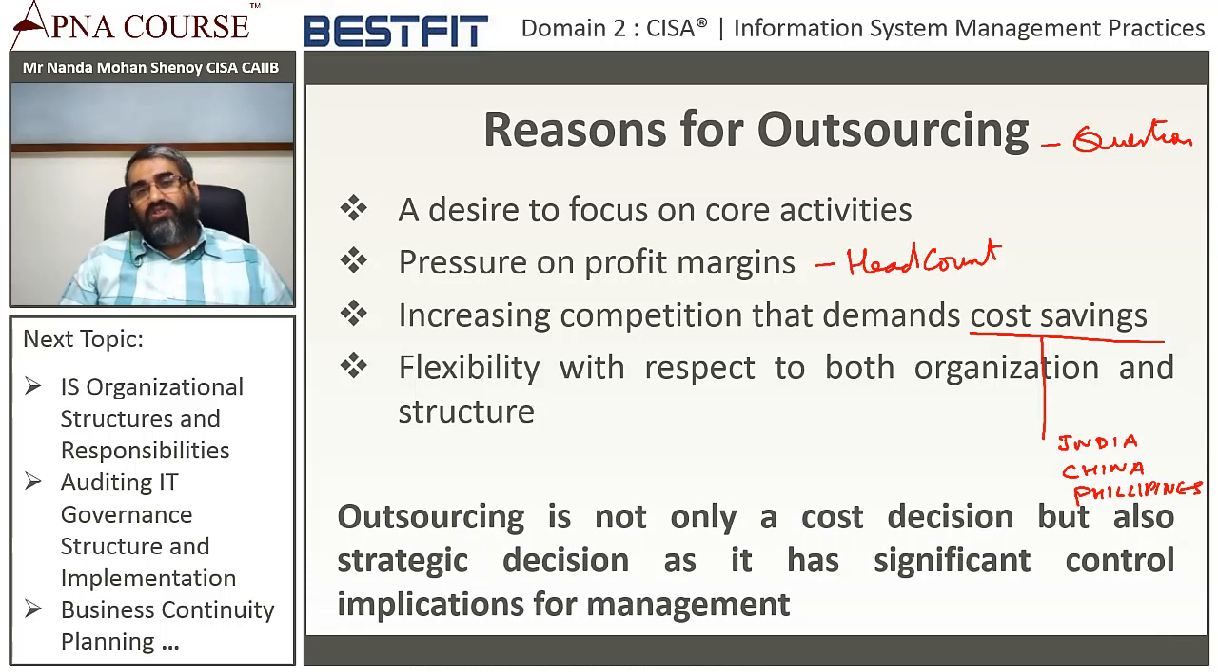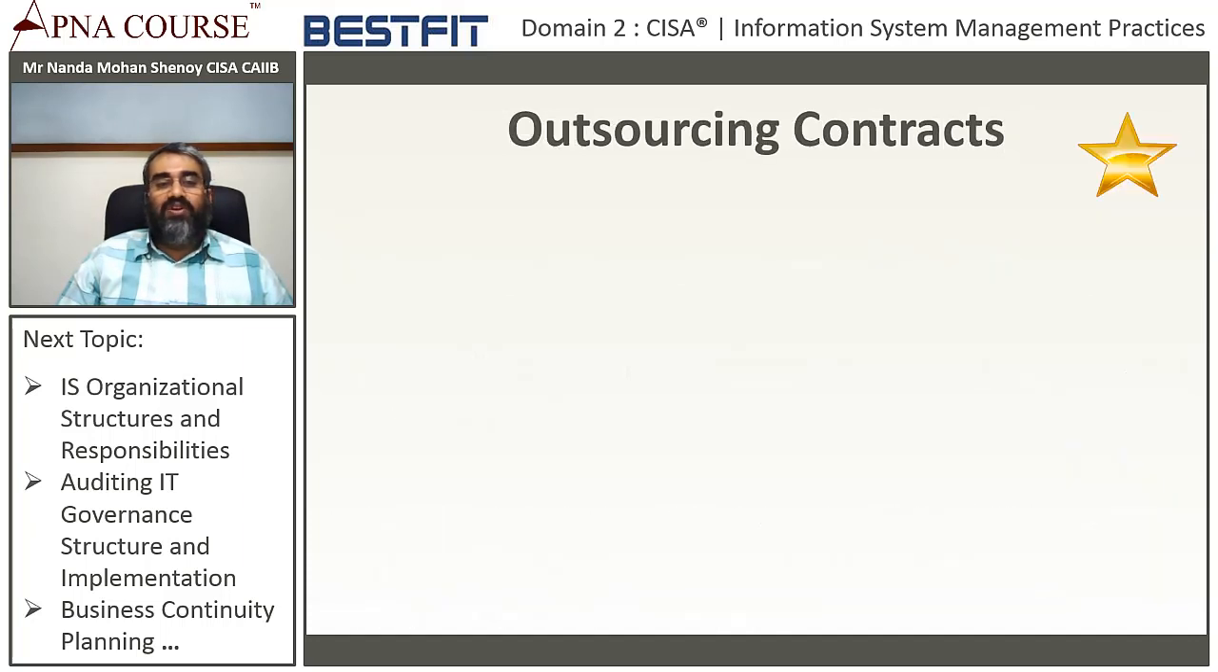One of the important things one needs to understand as a CISA auditor is that outsourcing is a strategic decision and not only a cost decision, as it has significant control implications for management. There are control implications when you outsource. As we go ahead, we'll see what it means. So from a CISA perspective, please keep it at the back of your head: outsourcing is a strategic decision, not only a cost decision.